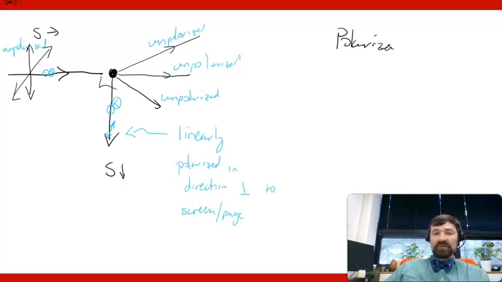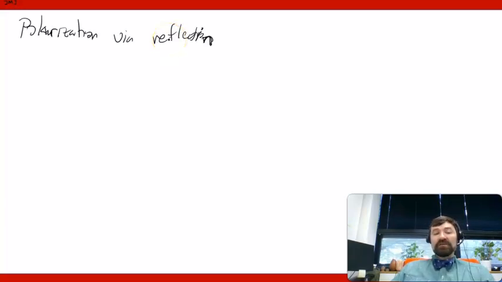The other thing that we will look at is polarization via reflection. Now for this one, we don't have a nice easy explanation as we did with polarization via scattering, but the good news is that we do have basically a law or angle.